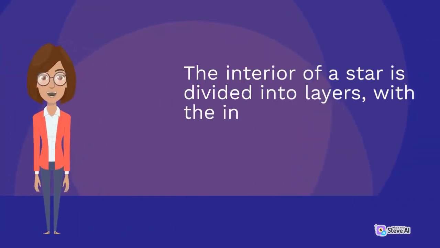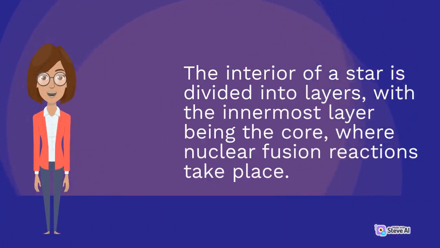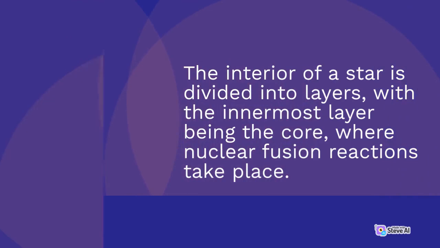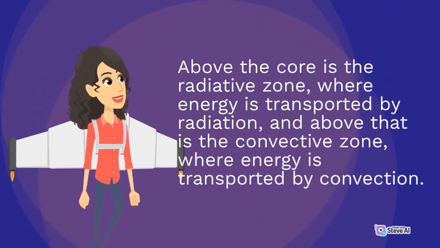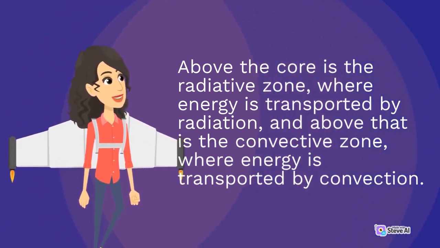The interior of a star is divided into layers, with the innermost layer being the core, where nuclear fusion reactions take place. Above the core is the radiative zone, where energy is transported by radiation, and above that is the convective zone, where energy is transported by convection.